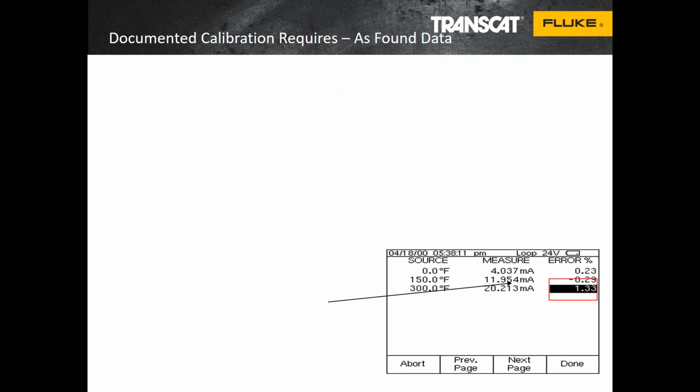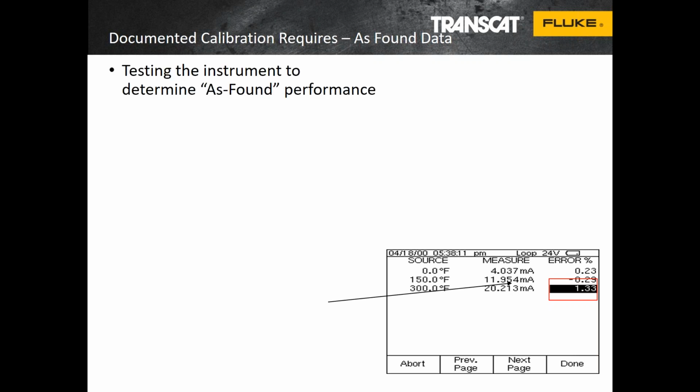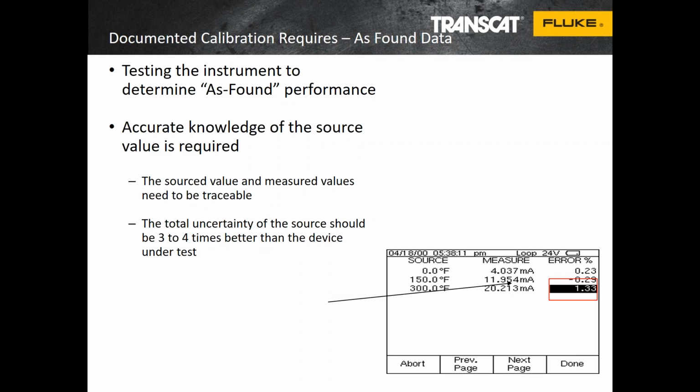So documented calibration requires as-found data. Next. Testing an instrument to determine the as-found performance. As you can see in the result, we have a calibration result. An accurate knowledge of the source value is required. The source value and measured values need to be traceable. The total uncertainty of the source should be 3 to 4 times better than the device under test. Next.